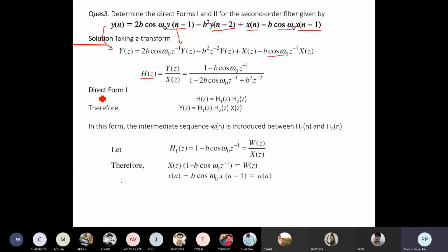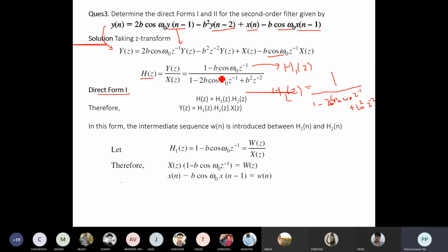If this is direct form 1, then we have to represent the transfer function as h1 of z into h2 of z. Here h1 of z will represent your zeros. Similarly, h2 of z will be the transfer function for the poles, like 1 minus 2b cos omega naught z to the power minus 1 plus b square z to the power minus 2. So this is your h2 of z, and this is h1 of z.